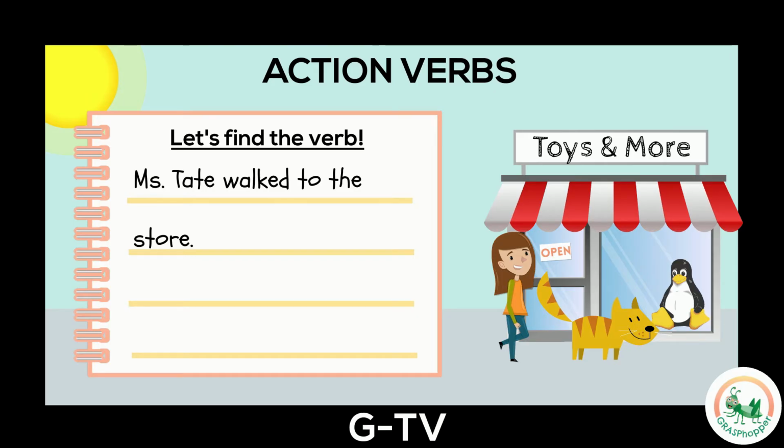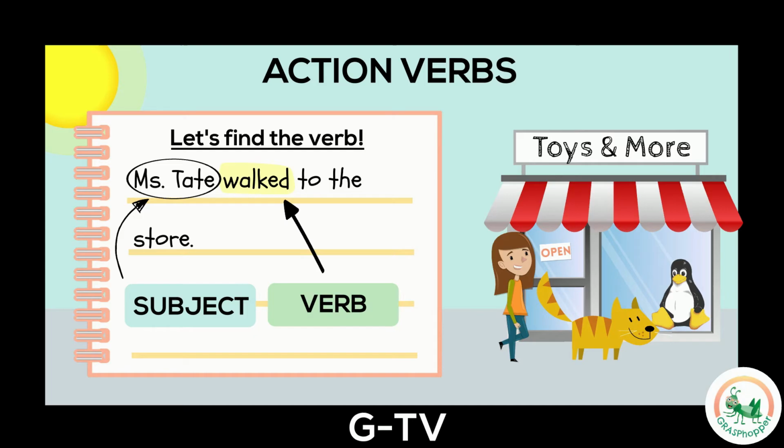First, let's find the subject. Who is this sentence about? It's about Ms. Tate. Now, to find the verb, we think about what Ms. Tate did. She walked. So walked is the verb. It's an action verb because we can act out the word walked.